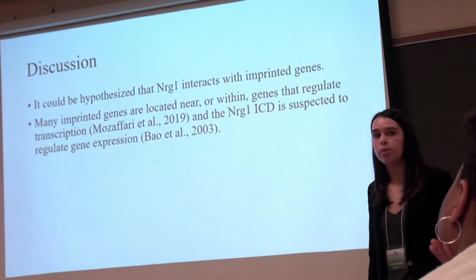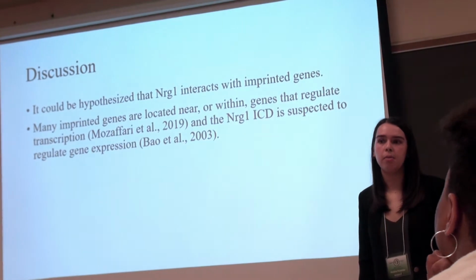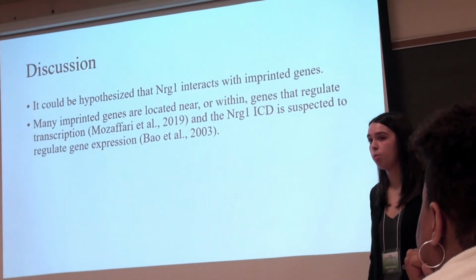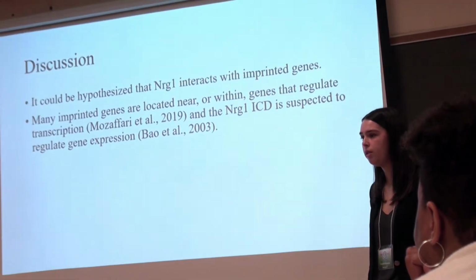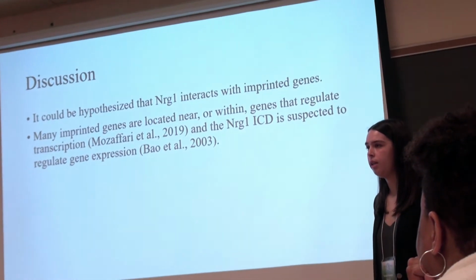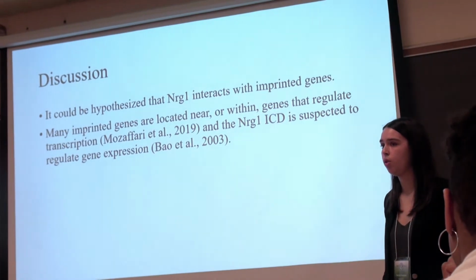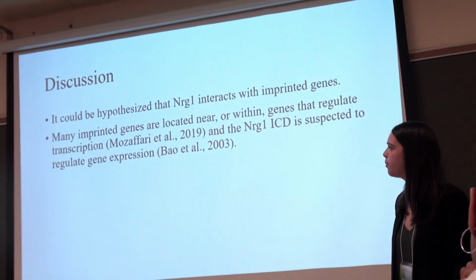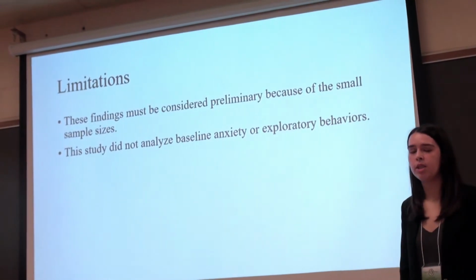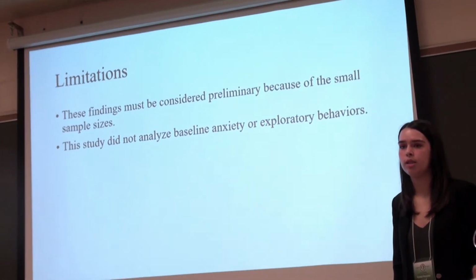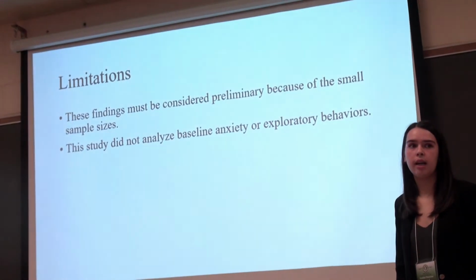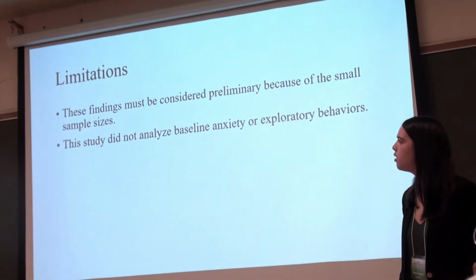Because the type 3 neuregulin 1 intracellular domain must interact with other genes or proteins in order to alter gene expression, it is probable that they are interacting with transcription factors, which tend to be located near or within imprinted genes. My findings must be considered preliminary due to the small sample sizes, specifically that of the female wild-type mice.